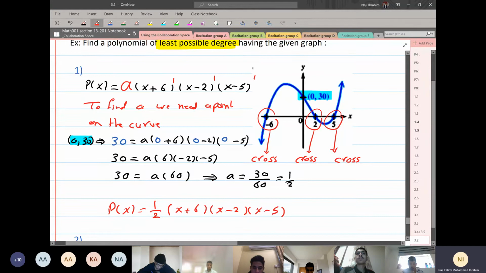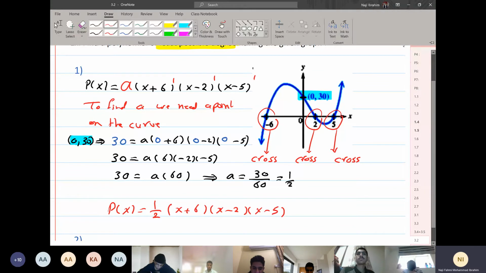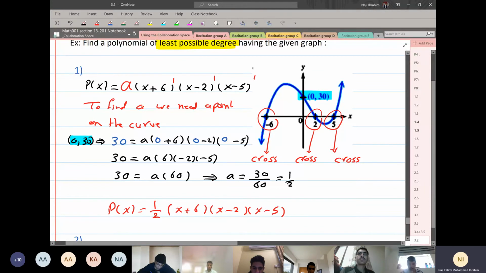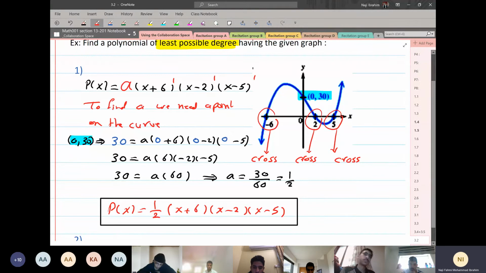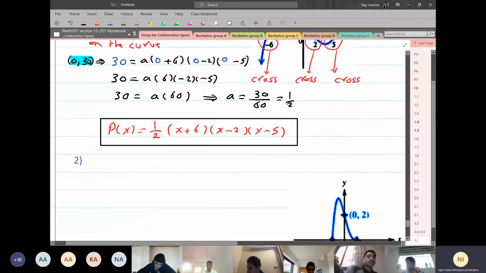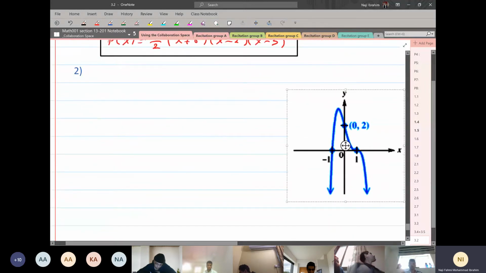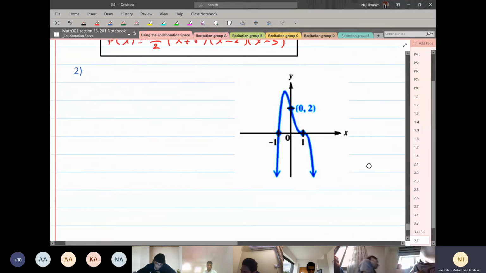Of course, we can expand, but it will take us some time. You can do it on your own. We have learned how to expand in chapter P. If you have a question about how to find the polynomial, raise your hand. If you don't, it's your turn now. I want you to do the next example. But before you start, I will give you some hints.